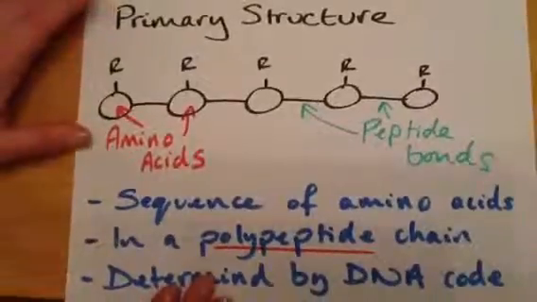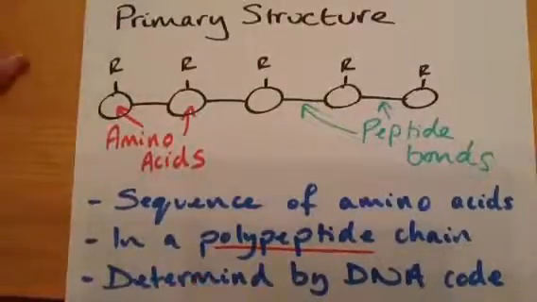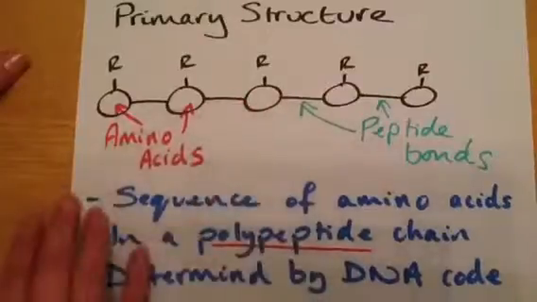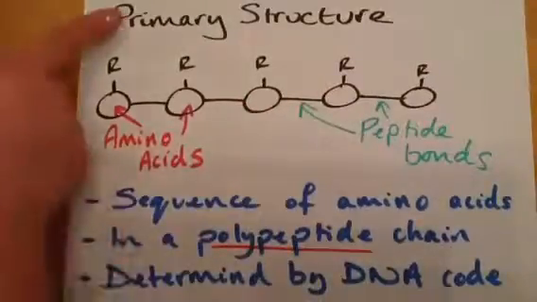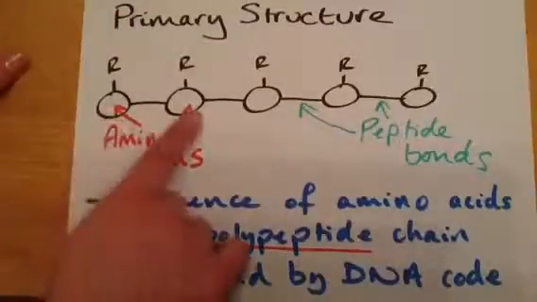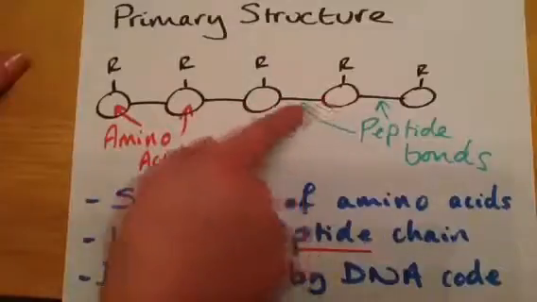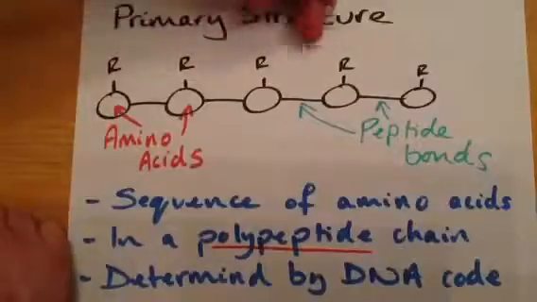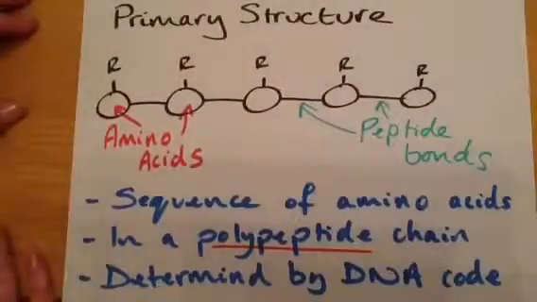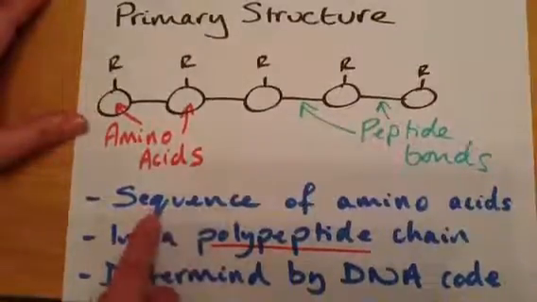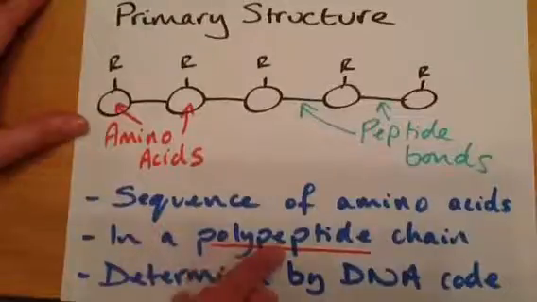Now, thinking about proteins, they don't just exist as one amino acid or even two or three joined together. As I said, you would actually have a chain of a few hundred amino acids which would make up what we call the primary structure of the protein. So if you imagine here we have a chain of amino acids all joined together by peptide bonds with various R groups. So the primary structure of a protein is the unique sequence of amino acids that are joined together in what we call a polypeptide chain.